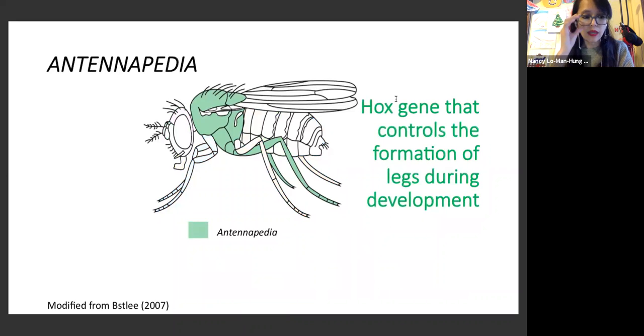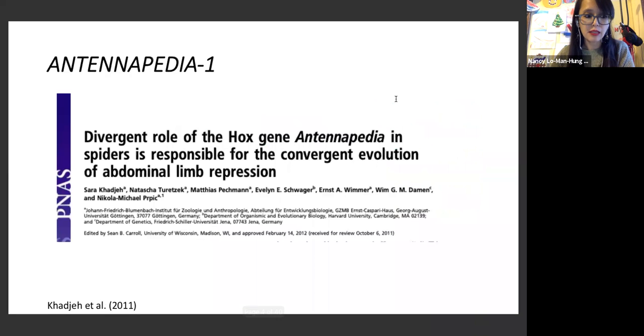In this study, we worked with a gene called antero-posterior. The antero-posterior is a Hox gene that in insects controls the formation of legs during development. However, the antero-posterior gene in spiders plays a different role. A study with Parasteatoda tepidariorum showed that antero-posterior represses legs in the first segment of the opisthosoma.